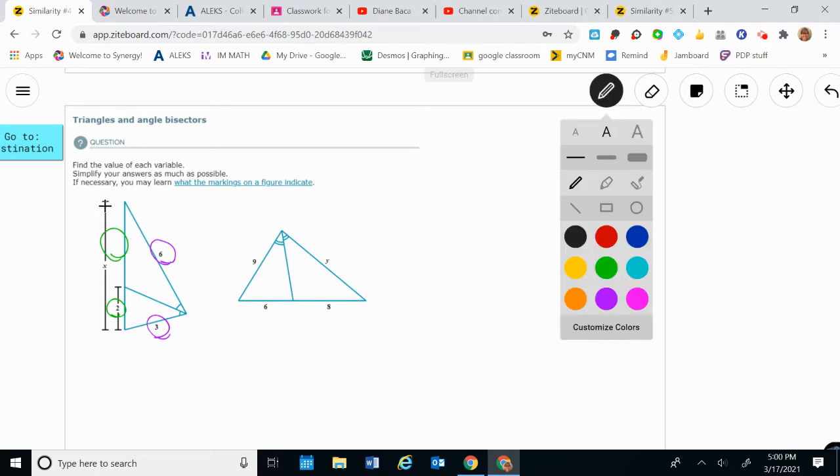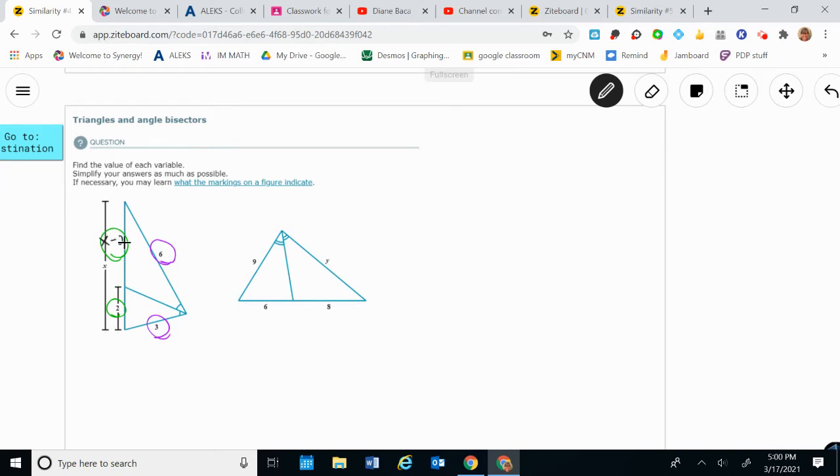So we're going to take the whole distance. We're going to subtract the part we don't want. We only want this distance. So we got to take the whole distance and subtract that. So this is going to be x minus 2. All right. So now we put those in a proportion. 2 over x minus 2. So I did this one over that one is equal to 3 over 6.